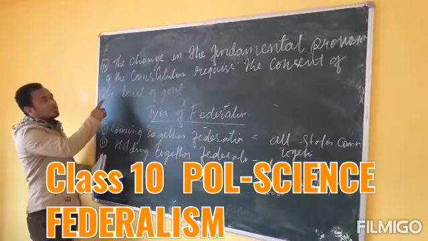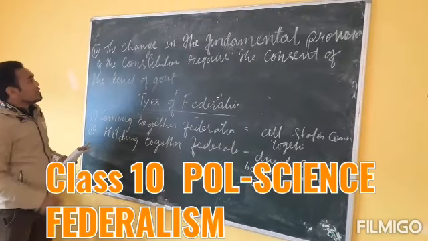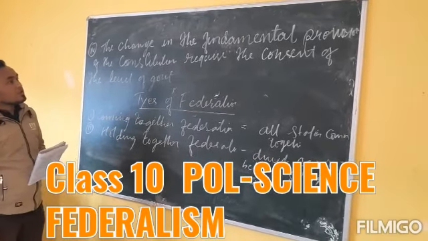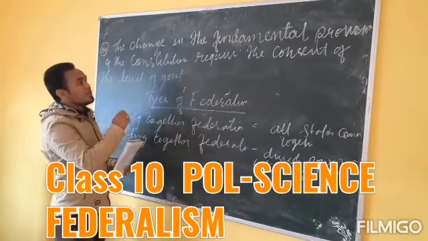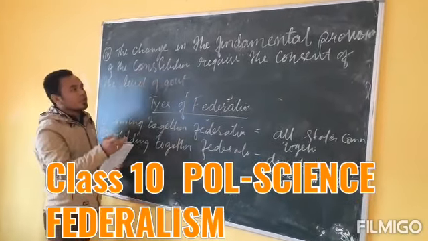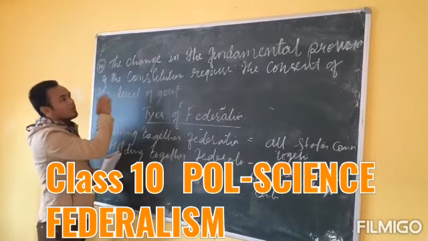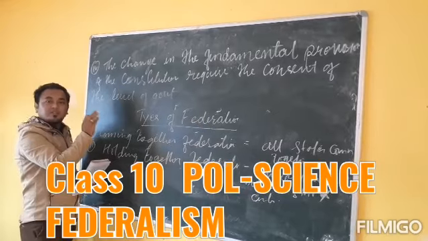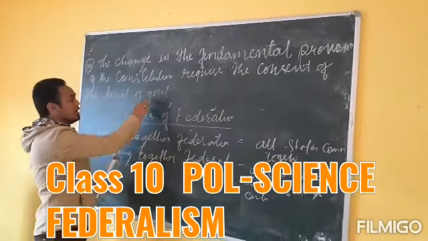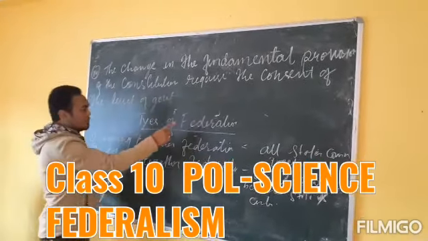The fourth and last feature of federalism is that a change in the fundamental provisions of the constitution requires the consent of both levels of government. So if you have to amend the constitution, the consent of both levels of government is required. That is the last key feature of federalism. Now we move on to the types of federalism.